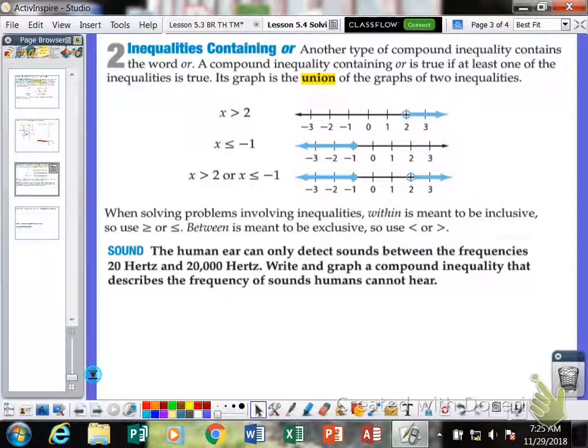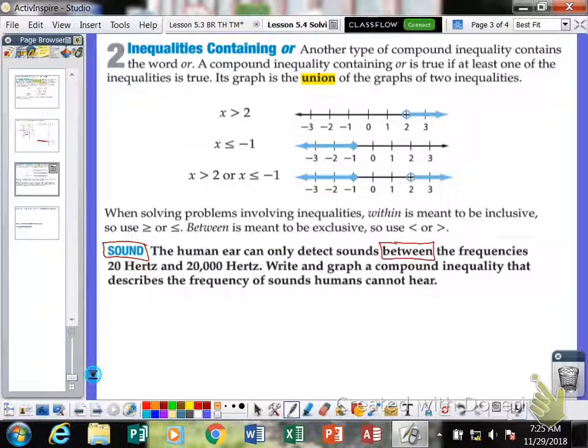So, question down here, sound. The human ear can only detect sounds between, so that's going to give me a key thing here, between the frequencies 20 hertz and 20,000 hertz. Write and graph a compound inequality that describes the frequency of sounds humans cannot hear. So humans can only detect sounds between 20 hertz and 20,000 hertz. Write and graph a compound inequality that describes the frequency of sounds humans cannot hear.